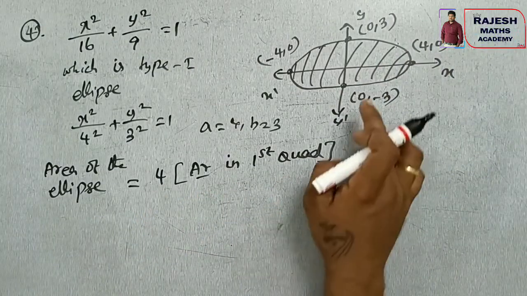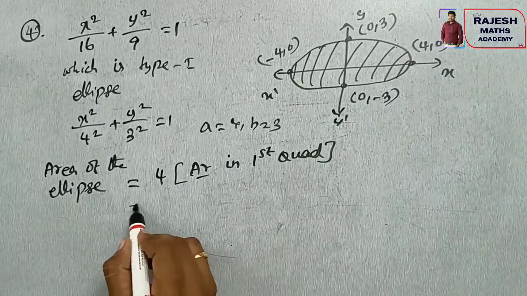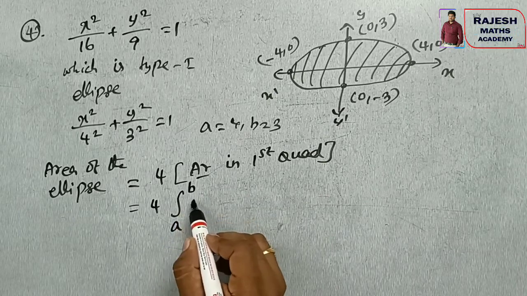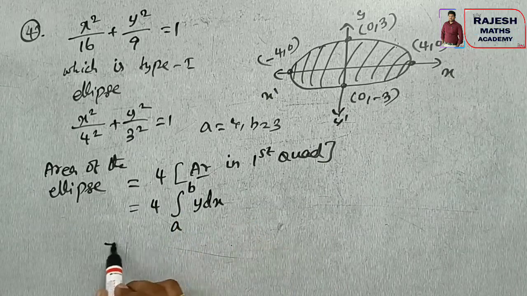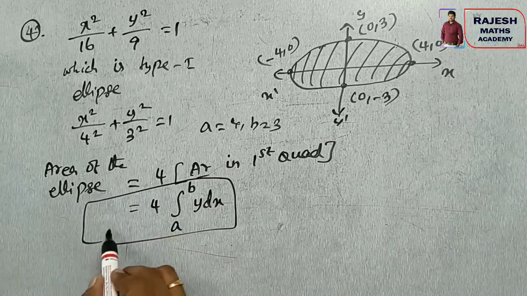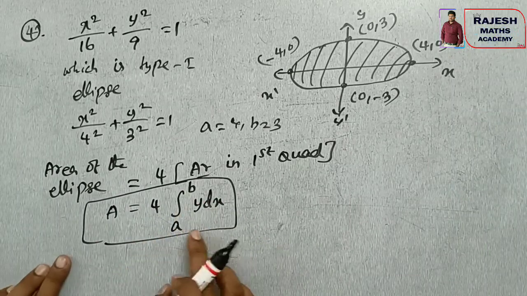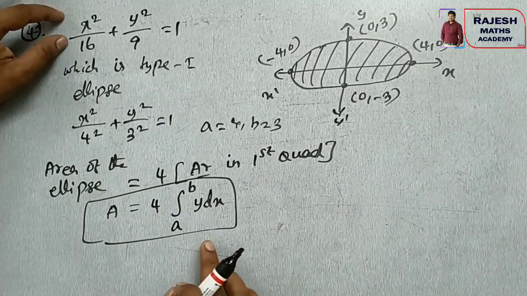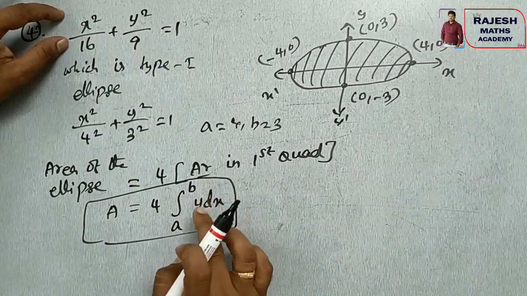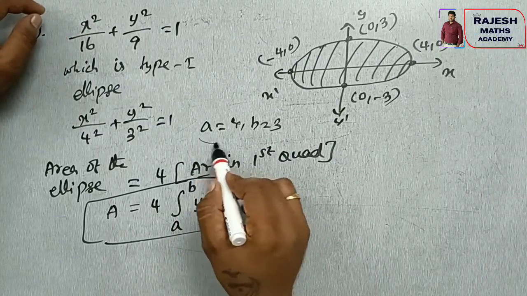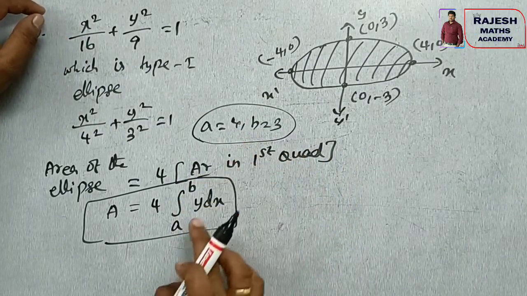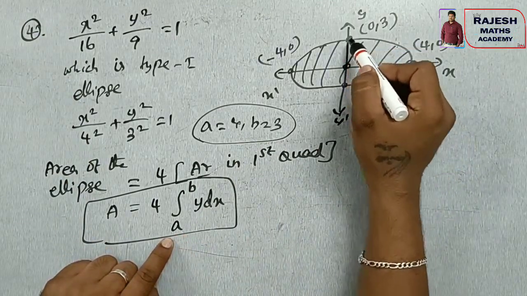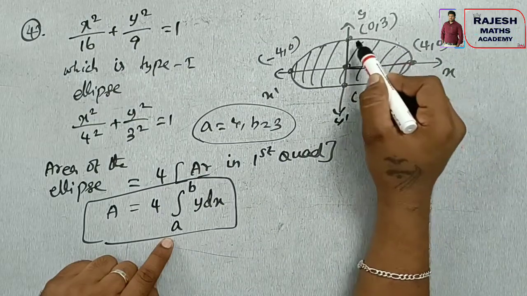So we are going to find the area along the x-axis. So what is the formula? 4 times the integral a to b of y dx. This is the formula. We have to find the value of y, and also the values of a and b. We should not confuse this a and b with the earlier a and b. This is different. Here a and b mean the limits of this area, from here to here. We are going to calculate this area alone.